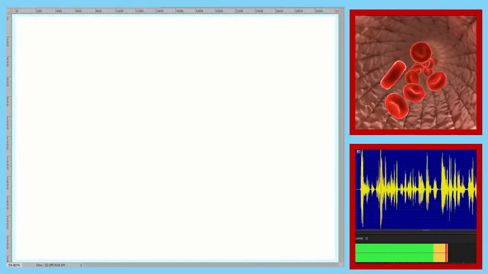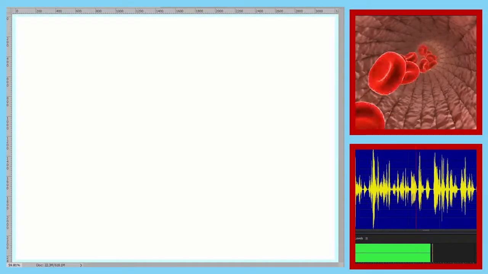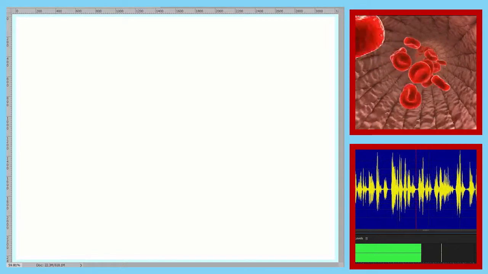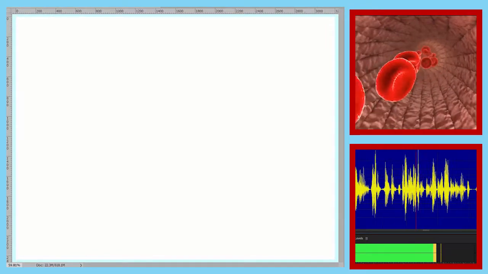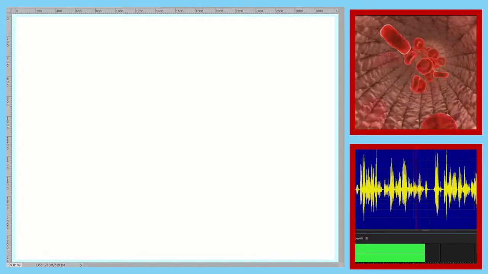Hello students. In today's lecture, we'll look at the structure of the formed elements. When you look at a blood smear through a microscope, you will visualize 7 formed elements. What we're going to do in this lecture is draw and describe these formed elements.